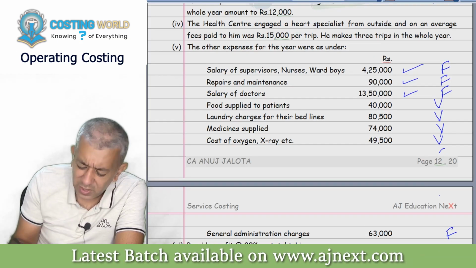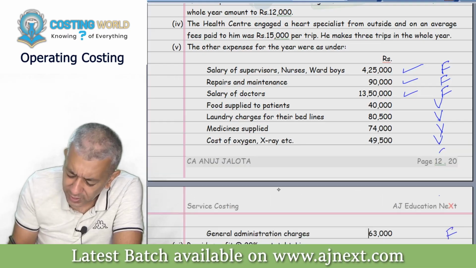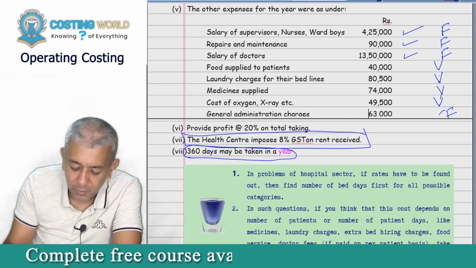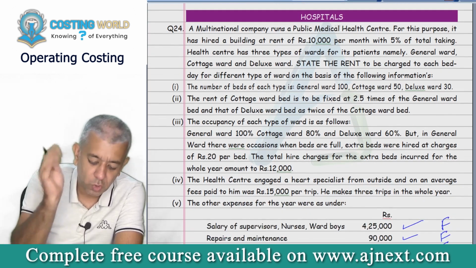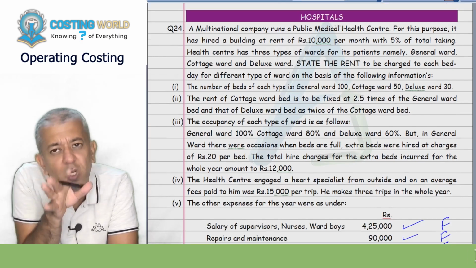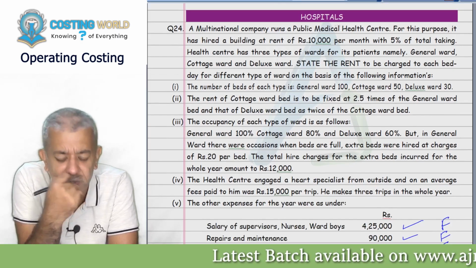Now see, all these things are okay. I am not much concerned about whether it is fixed or variable. But apart from all these costs, let's start from beginning. Are there any other costs also? So tell me that. Are there any other costs? Just name them and then we'll speak further.